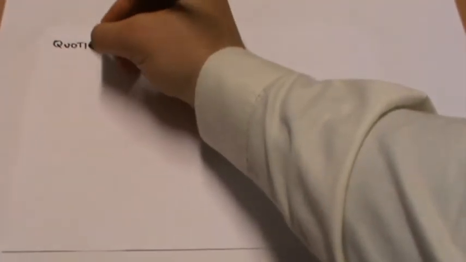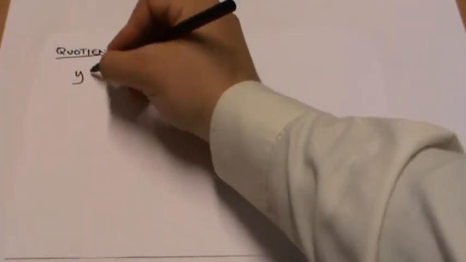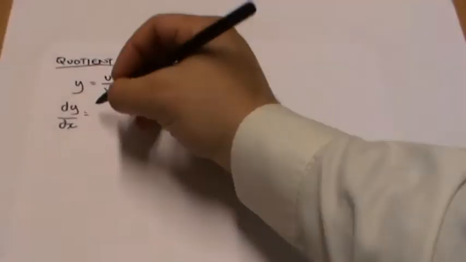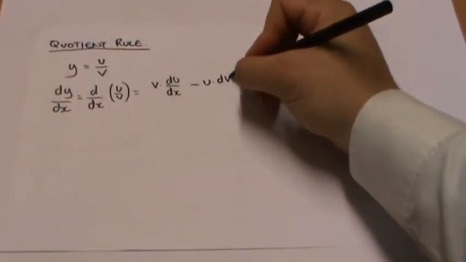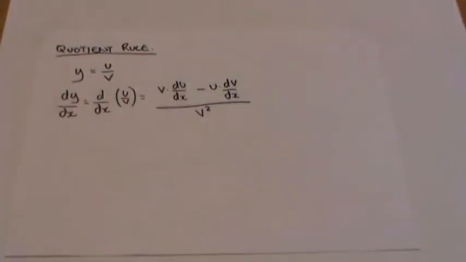Moving on to the quotient rule. So here we have function y is function u divided by function v. This time the differential of y with respect to x is function v multiplied by the differential of function u with respect to x minus function u multiplied by the differential of function v with respect to x, and all of that is divided by function v squared.